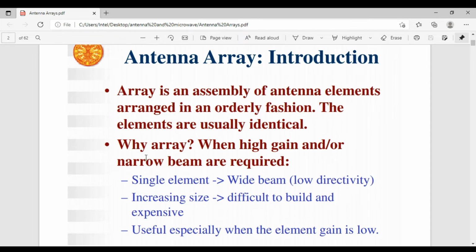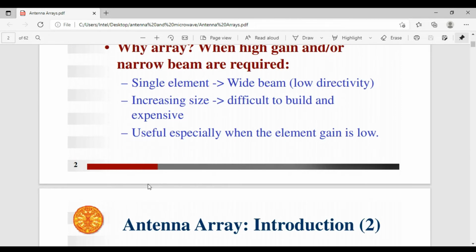So why array? What is the need of an array? When high gain and or a narrow beam is required. What I already told, the advantage of an antenna array is to improve the gain and directivity. With a single element there is a wide beam, low directivity, increasing size, difficult to build and expensive. Arrays are useful especially when the element gain is low.